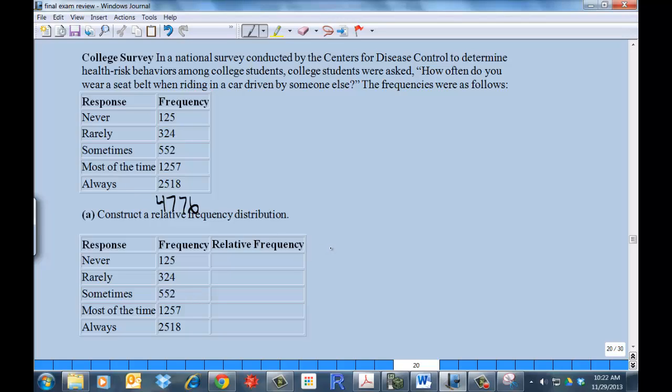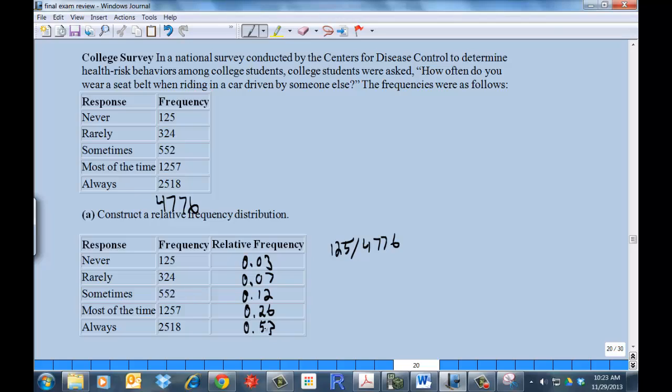And then to get the relative frequency, we're just going to take each frequency, so for the first one, 125, and divide by the total, 4776. I'm going to round this to 2 decimal places, so we get 0.03 here. 324 divided by 4776 gives 0.07. And then 552 divided by 4776 gives 0.12. And next we get 0.26 and then 0.53. So that's the relative frequency.